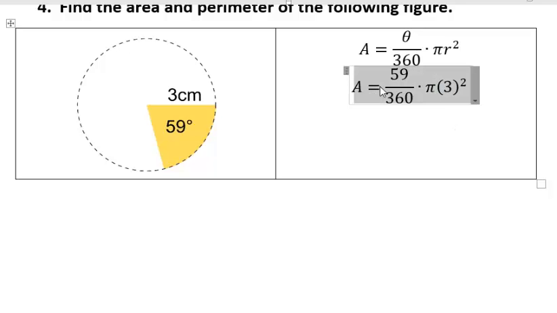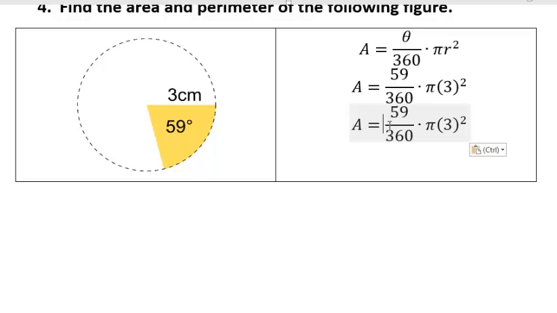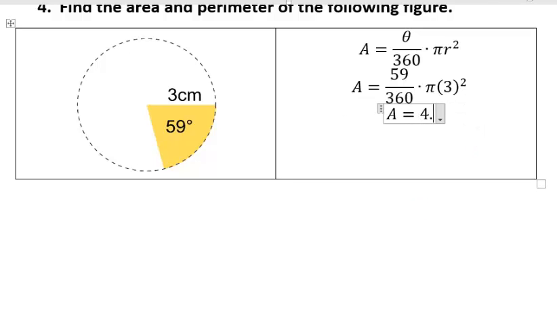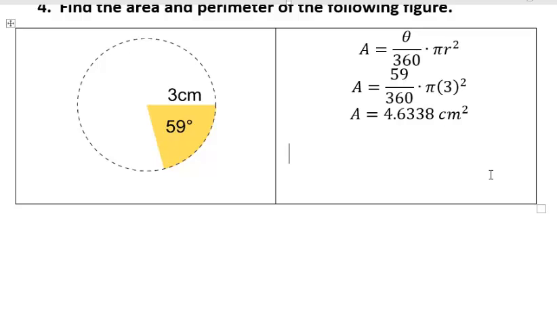Okay, so if I put that in my calculator, 59 divided by 360 times pi times 3 squared, that will give me an answer of 4.6338. The units are centimeters, so I'm gonna put cm, and that goes squared, because it's area, and the units for area are always squared.